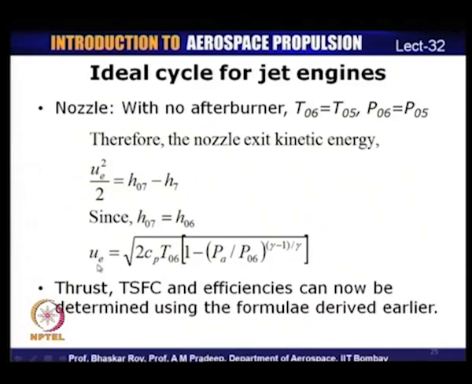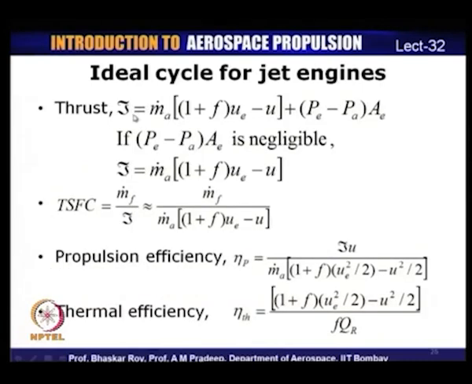So, now that UE is known, the thrust, the fuel consumption, efficiencies, etc., can be easily determined using what we have derived earlier. The thrust will be equal to m dot A into (1 plus F) into (UE minus U) plus the pressure thrust term, and if that is negligible, we have thrust is equal to m dot A into (1 plus F) into (UE minus U).